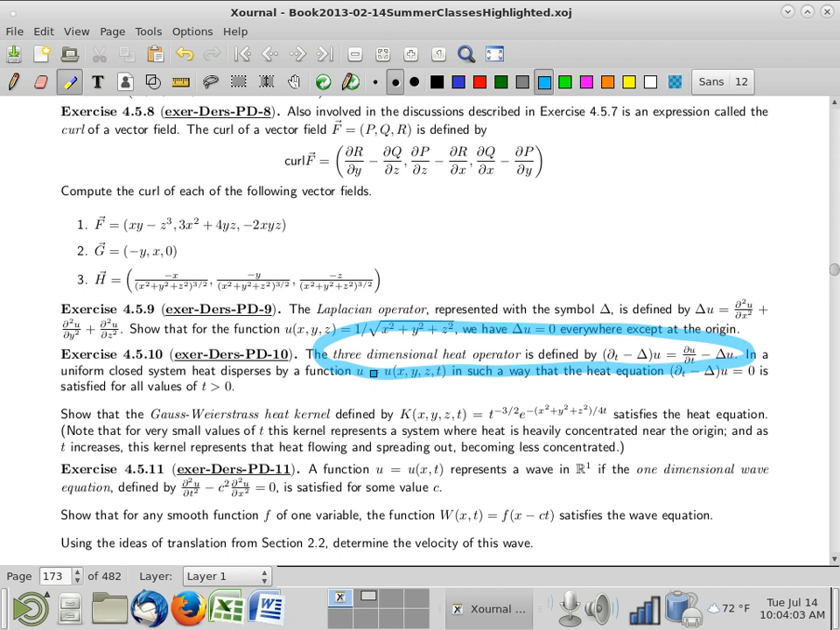But how does the heat flow? Well, you've all seen a simple version of this, and that's Newton's law of cooling, right? And that's this very simple special case.